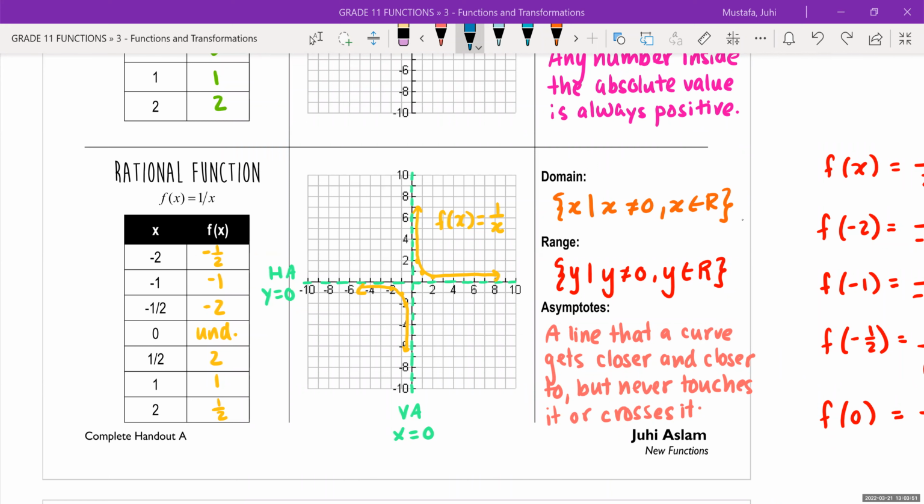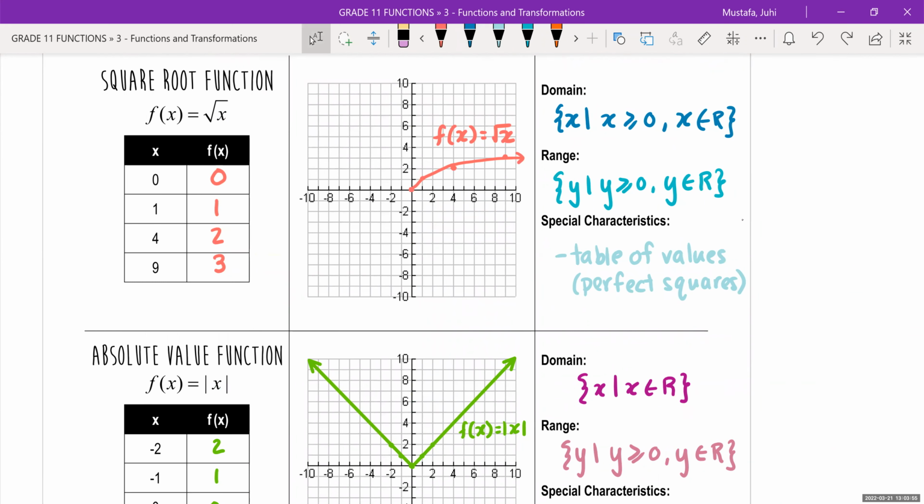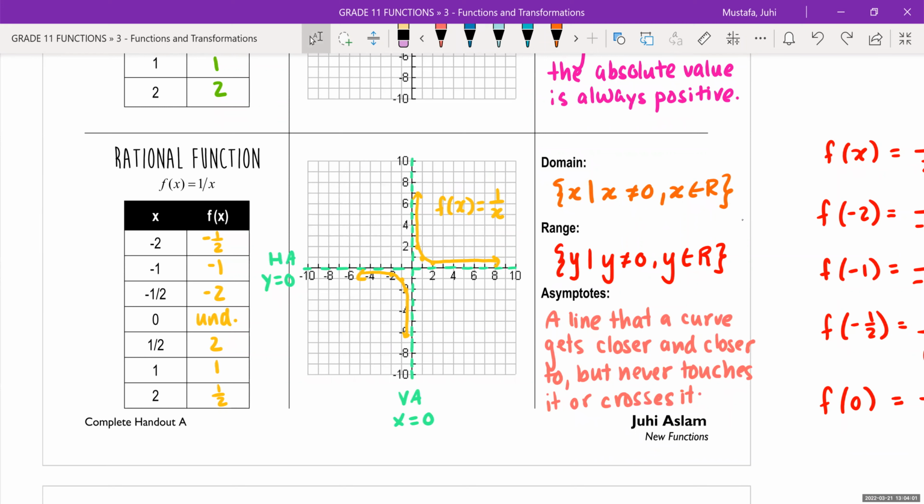Okay, so review. We did the square root function. Make sure you use perfect squares for that. The absolute value function, just remember any negative number becomes positive. The rational function, you're probably going to have to spend the most time reviewing. It has asymptotes, it has 2 curves, and the table of values is a little tricky. But really your only homework for today is practicing these new functions.